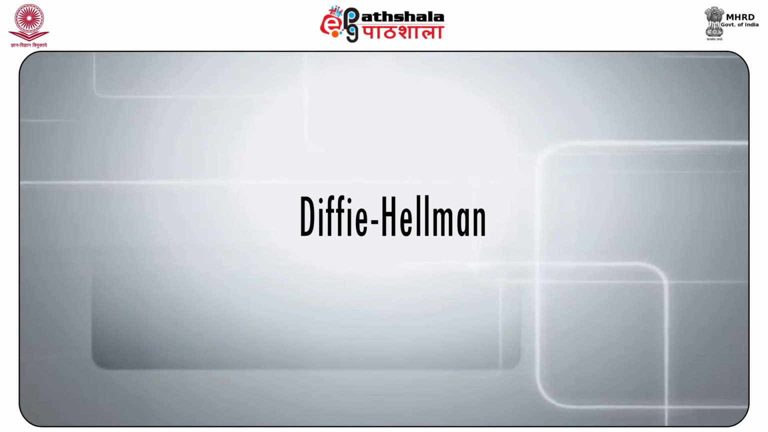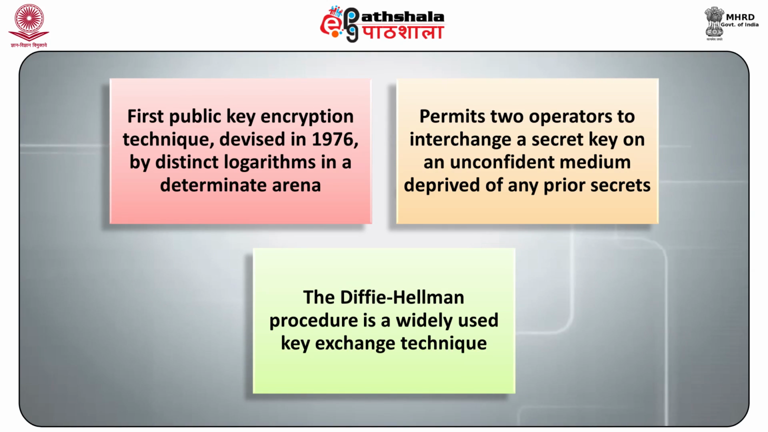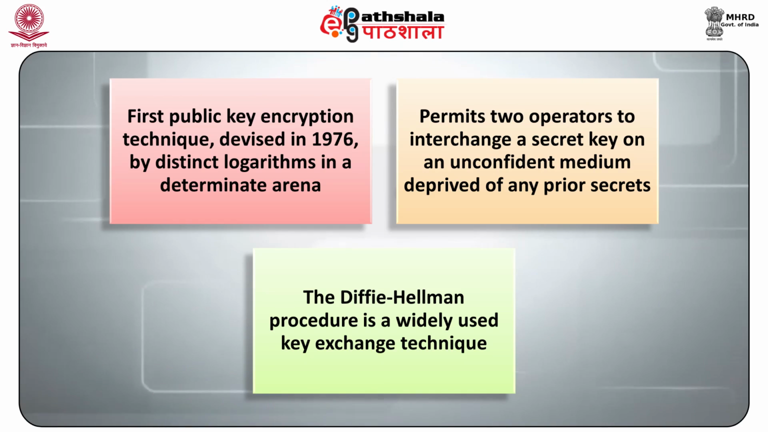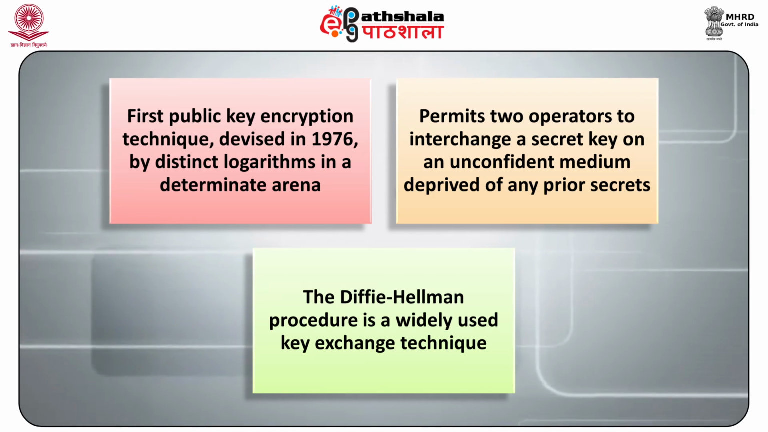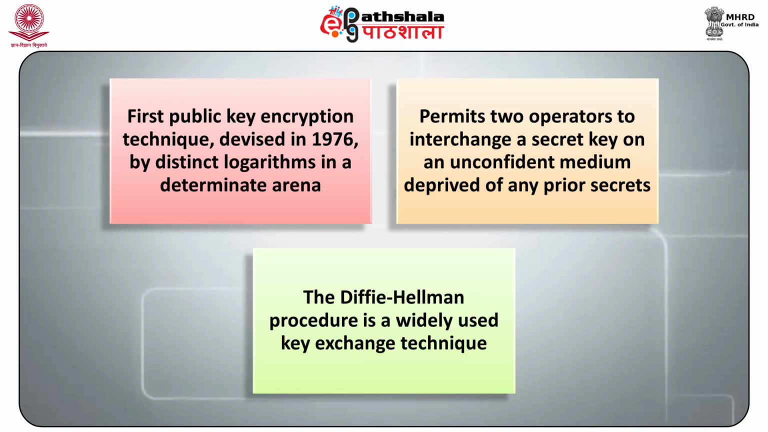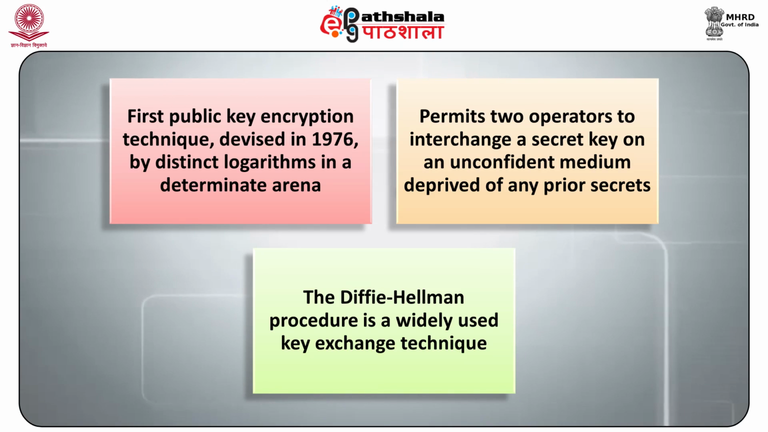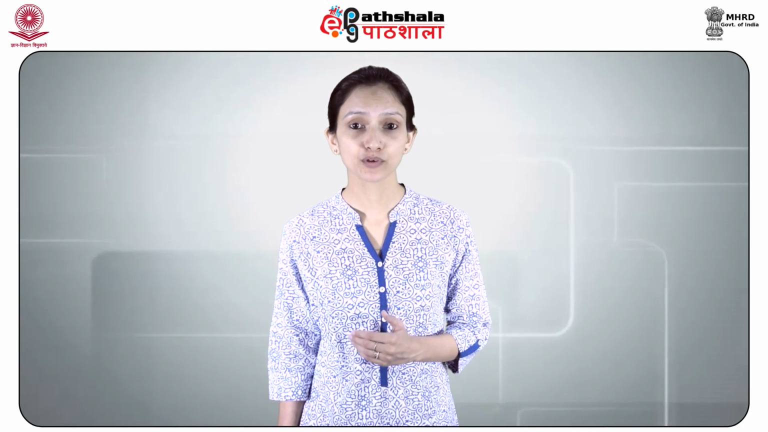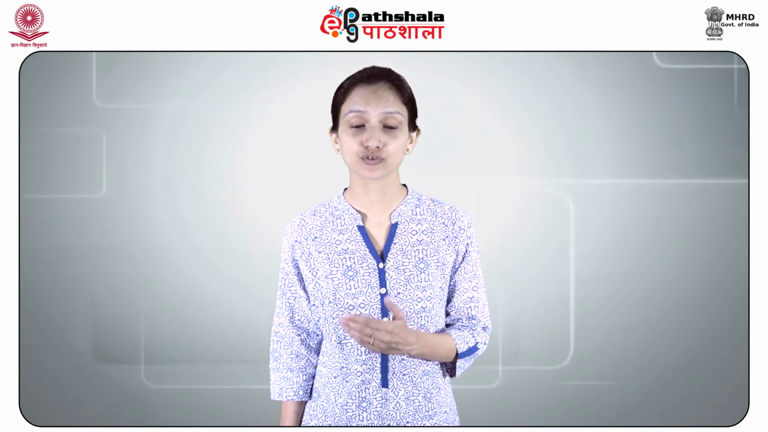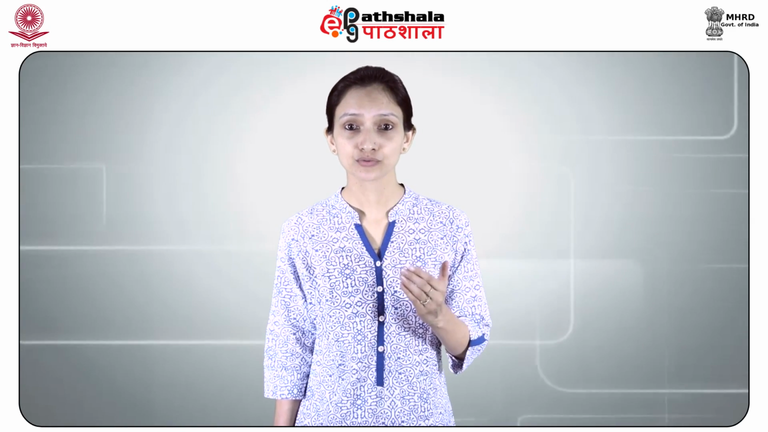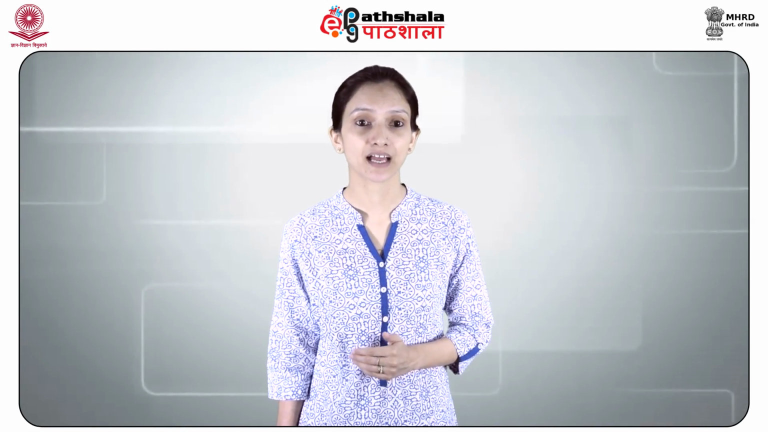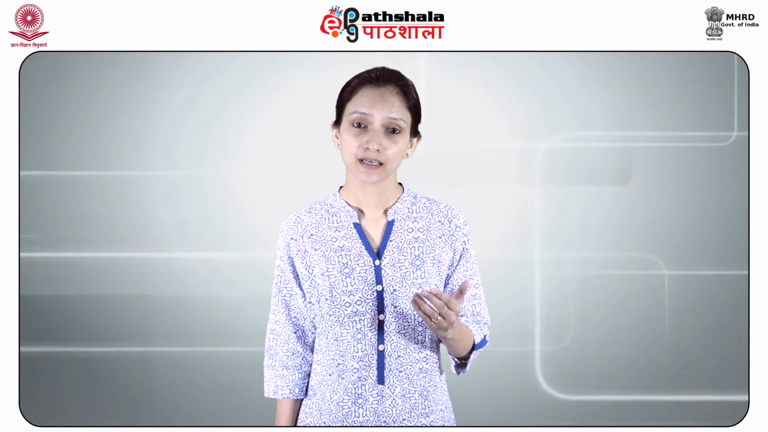Next technique is Diffie-Hellman. Diffie-Hellman is the first public key encryption technique, devised in 1976, using discrete logarithms in a finite field. It permits two operators to interchange a secret key on an unsecure medium deprived of any prior secrets. Diffie-Hellman or DH is a widely used key exchange technique. In several cryptographic procedures, two parties desire to communicate. Let us consider they do not initially possess any common secret and thus cannot use secret key cryptosystems.